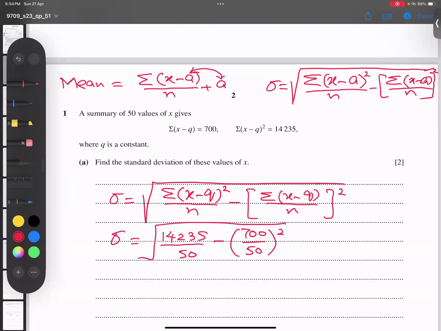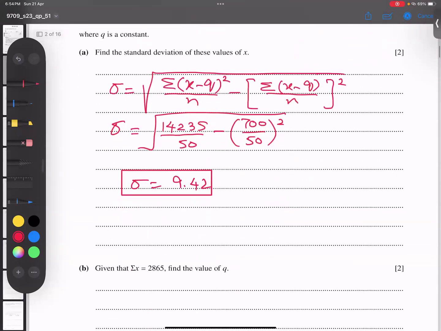Now, the student is just typing into the calculator. And if I type this into the calculator, yes, it is coming 9.42. 9.42. I hope the point is very clear. Okay, so let's go to the next part.